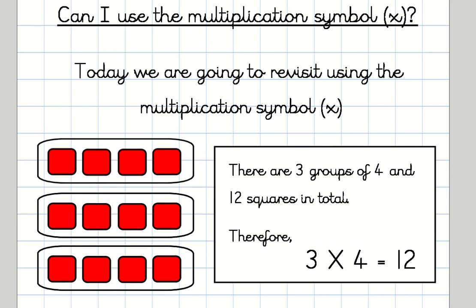Today we're going to revisit using the multiplication symbol, which is a cross. Looking back at what we've just looked at, we know that in this image there are 3 groups of 4 and that there are 12 squares in total. Therefore, we can write the calculation 3 times 4 equals 12.